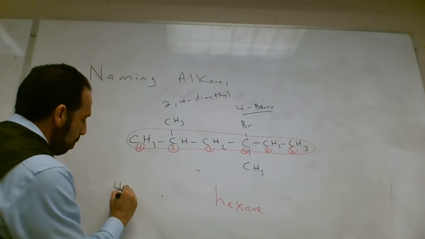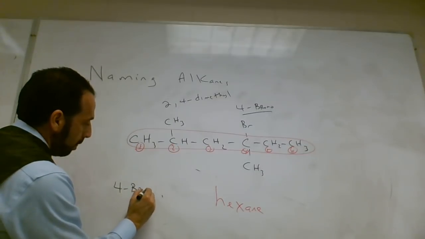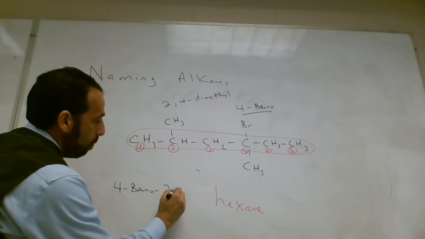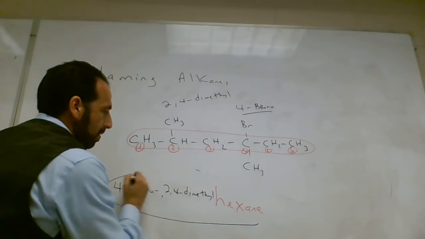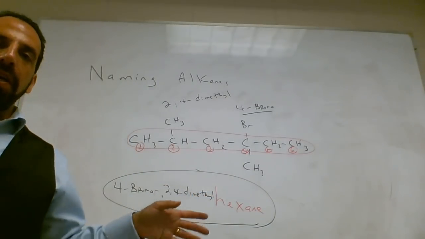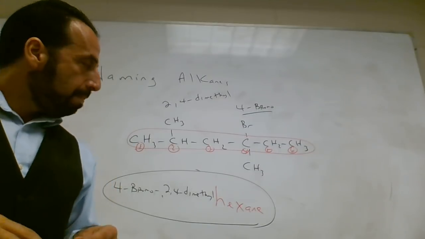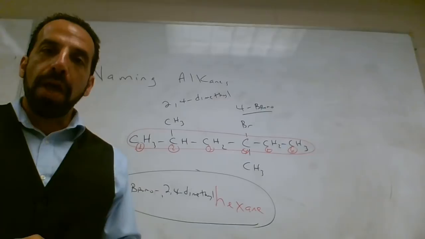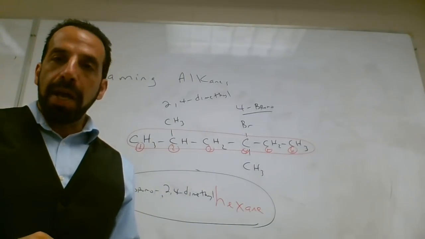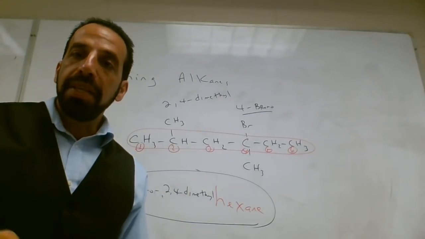So it's going to be 4-bromo, 2,4-dimethyl. Oh, heck, I try to put it all together. It's all one word at the very end. So 4-bromo-2,4-dimethylhexane. So again, the 4 comes first now because that's bromo before that. So anyway, that concludes the alkanes. We'll go ahead and do another video on the alkenes.